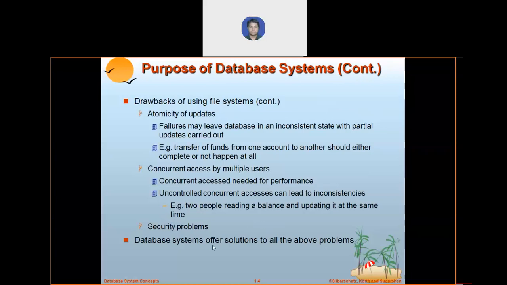The last is the security problem, which always comes with a file system. So these are some drawbacks of the file system, and the solution is DBMS. A database management system offers a solution to all the above problems.